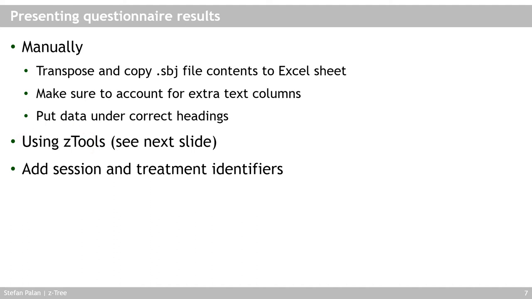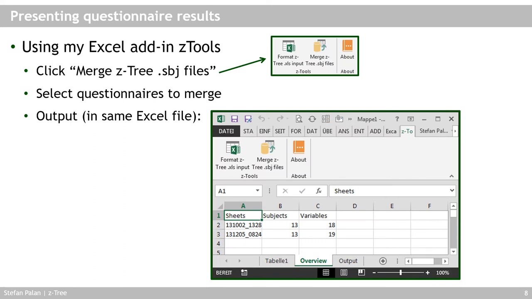What I also recommend is to add session and treatment identifiers to your data, because of course the zTree output only carries the date. I would recommend that you add your own session and treatment identifiers to make it easy later on to process the data. Using my Excel add-in zTools, you can click the button Merge zTree SBJ files in your new zTools toolbar. Then select the questionnaires that you want to merge. So multiple questionnaires can be merged together.